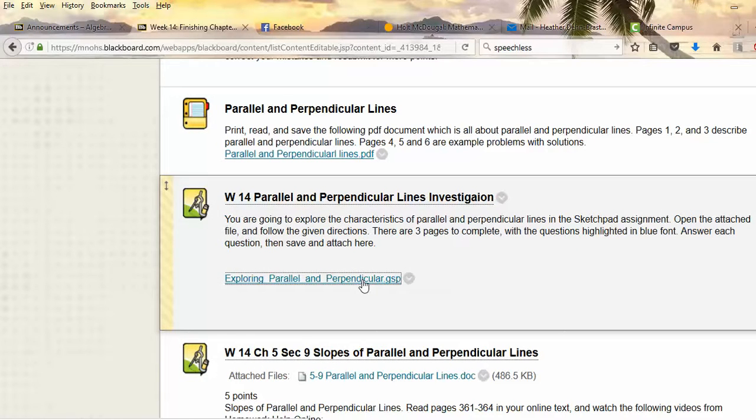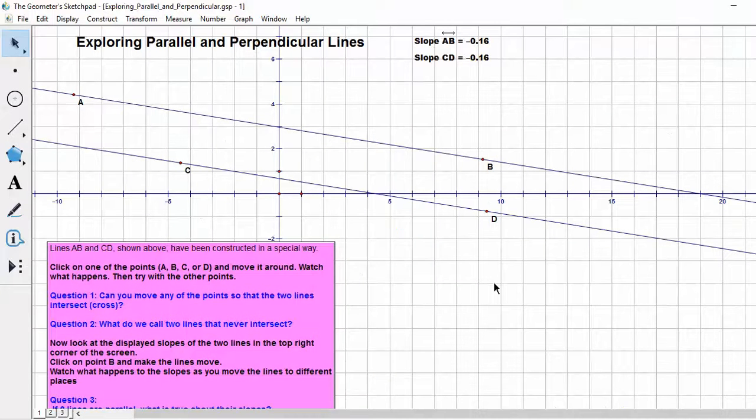Remember that to open up Geometry Sketchpad files, you have to be logged into the Minnows virtual desktop. If you get a message that says you can't open this or you don't have the right program, it's because you forgot to log into the Minnows virtual desktop first, using that Citrix Receiver. All right, so now that I'm ready to go, I've got the file open.